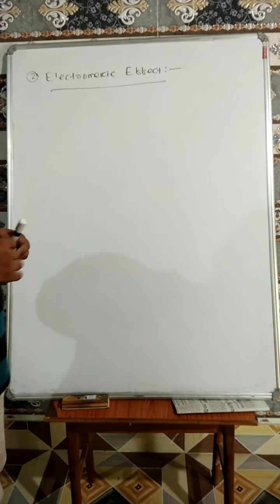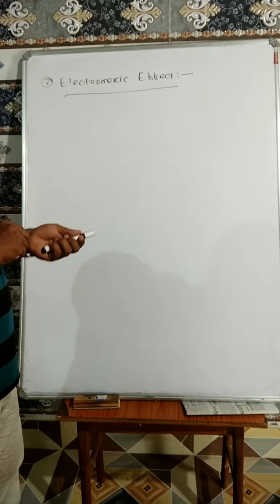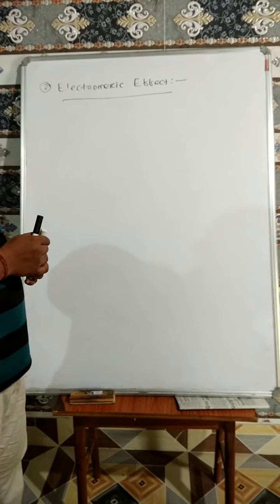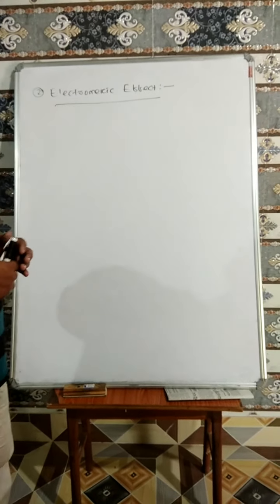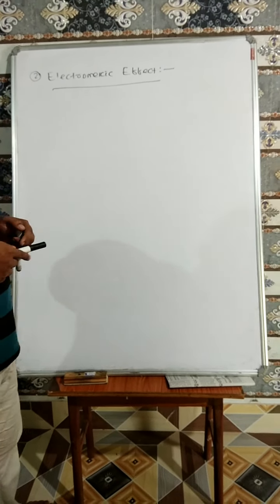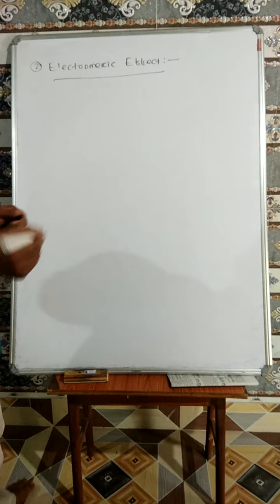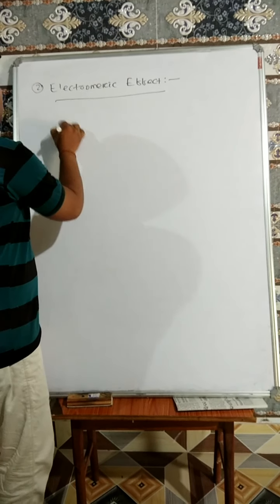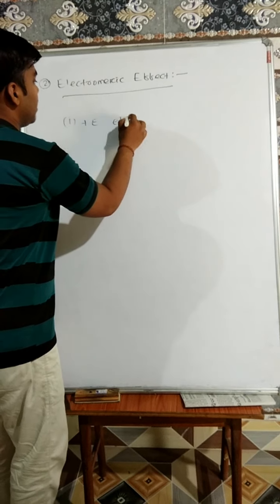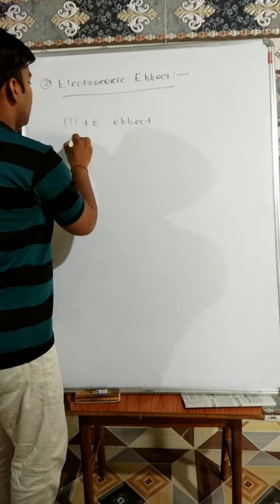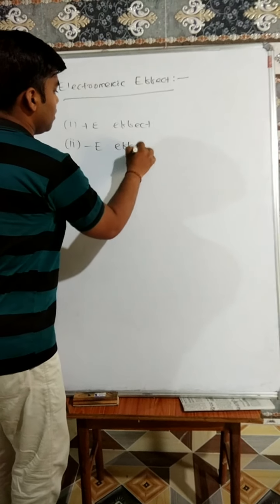So the electromeric effect is the complete transfer of a pi electron that takes place by the attack of a reagent, maybe an electrophile or nucleophile. So according to the attack by the chemical reagent, the electromeric effect is of two types. One is the plus E effect or positive electromeric effect, and the second one is the minus E or negative electromeric effect.